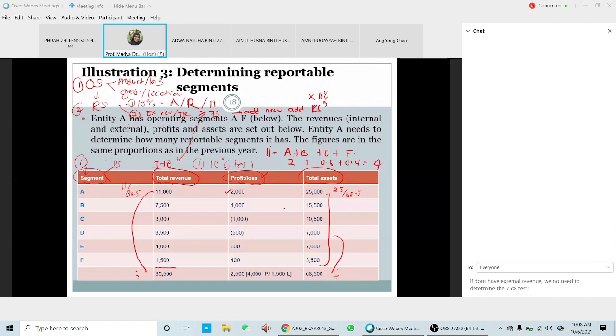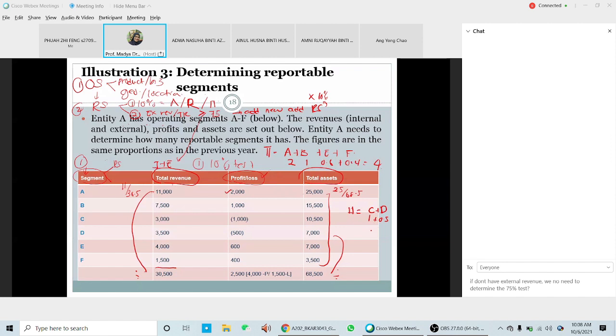The next one is the loss. Segments C and D have a loss. When you total up C and D, you have 1000, and then this one is 500.